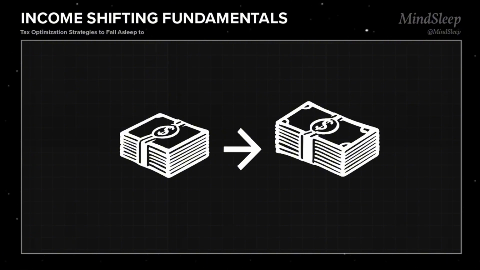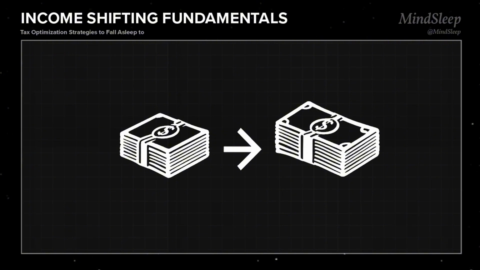Cross-border considerations add yet another dimension to income shifting. In our increasingly globalized world, income can flow across international boundaries, each with its own tax implications. This is akin to navigating a complex network of canals, each with its own locks and water levels. Understanding international tax treaties, foreign tax credits, and the concept of tax residency becomes crucial in optimizing global income streams.